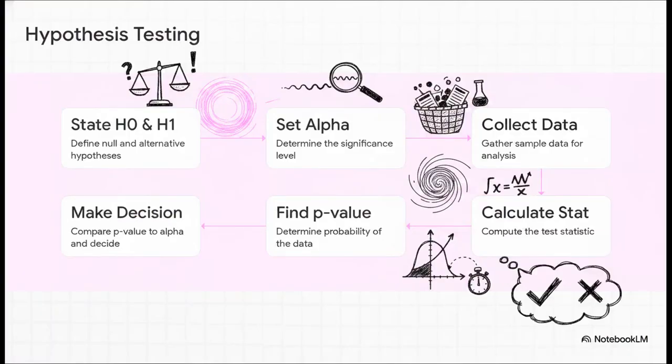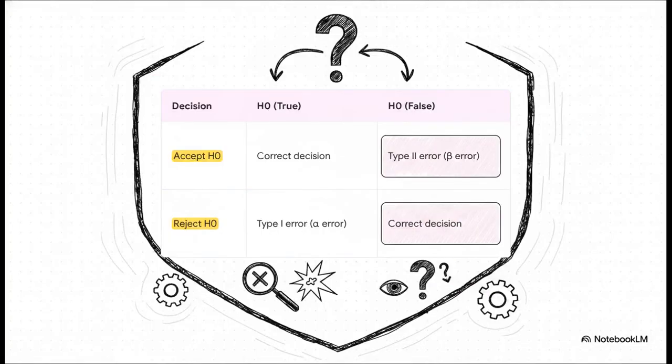Okay, so we have our formal hypothesis. Now we shift gears from scientific philosophy over to the actual statistical mechanics. We're using sample data to make big inferences about an entire population. This testing life cycle moves logically. We set our initial parameters, stating H0 and H1, and decide on our significance level, which is basically our threshold for evidence. Then comes the heavy lifting: collecting the data, calculating a test statistic, finding the p-value, and finally making a definitive decision. But here's the catch.